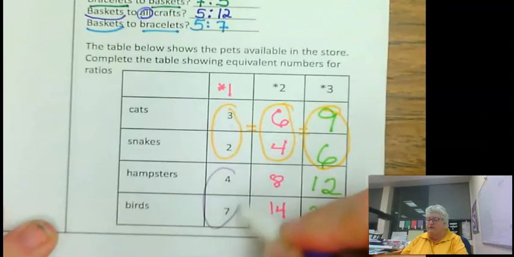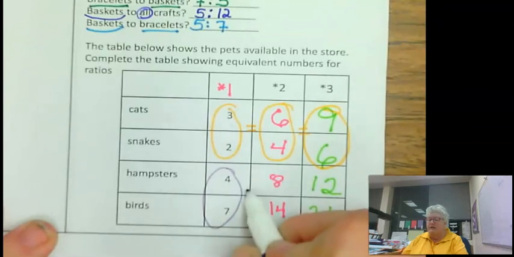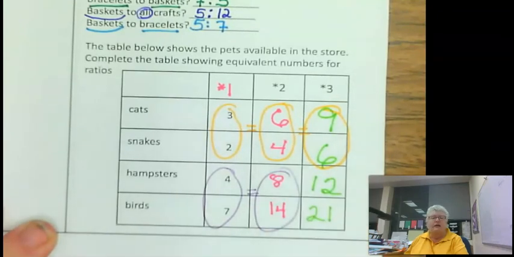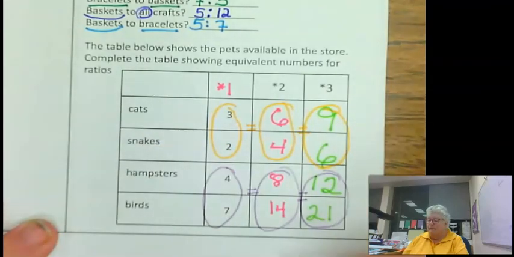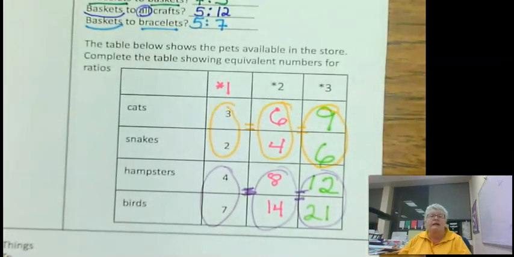All right, so same thing here. Hamsters to birds, we have 4 to 7, which is equal to 8 to 14, and an equivalent of 12 to 21. So these are all equivalent, right? Equal, equivalent ratios. All right, very good. Those are our notes. Stay tuned. The guided practice comes next.